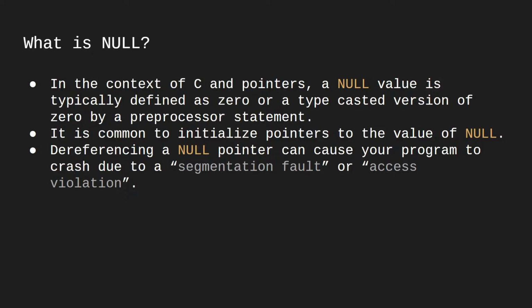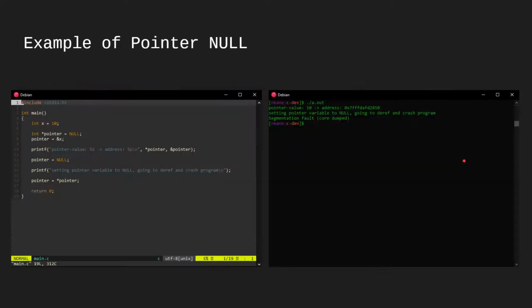Or you will see people explicitly set it to null. Dereferencing a null pointer can cause your program to crash. So this is very important. Typically, these are referred to as segmentation faults or access violations. So your program will actually crash if you dereference a null pointer.